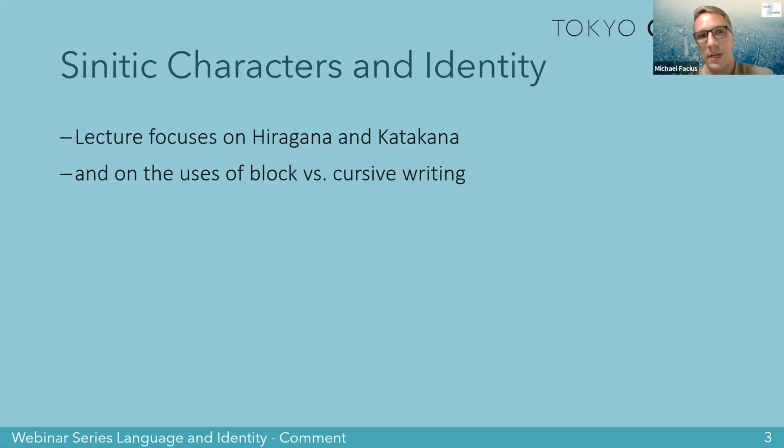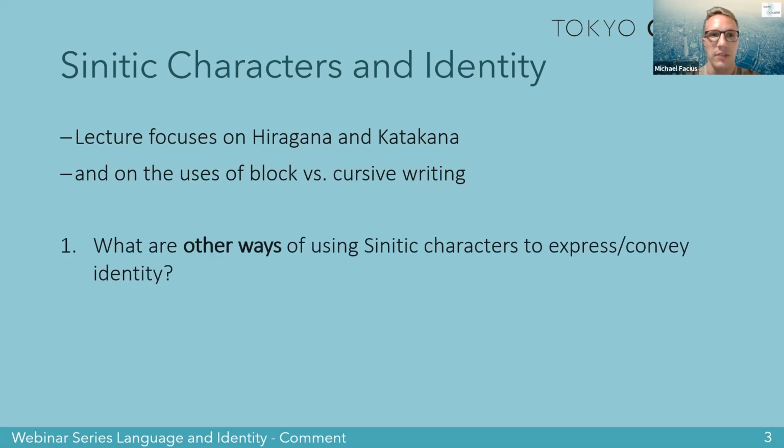So first of all, the lecture focuses mostly on hiragana and katakana and their usages. You also gave examples of the use of block writing versus cursive writing when it comes to Semitic characters. But you don't talk a lot about what the variations in function and identity that Semitic characters could have. So I have 3 questions in this context. What are other ways of using Semitic characters to express and convey identity in the early modern period? Are there similar variations and claims of identity when you use particular Semitic characters, or a particular font of Semitic characters in the early modern period, for example?